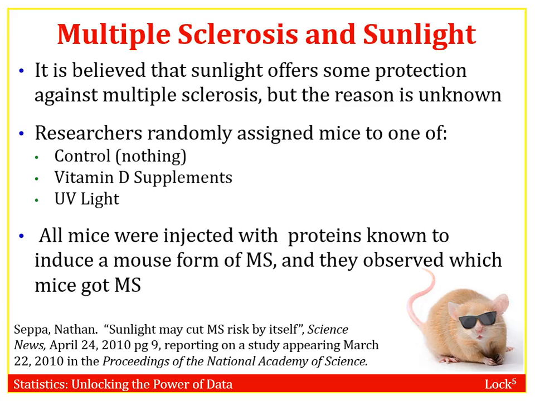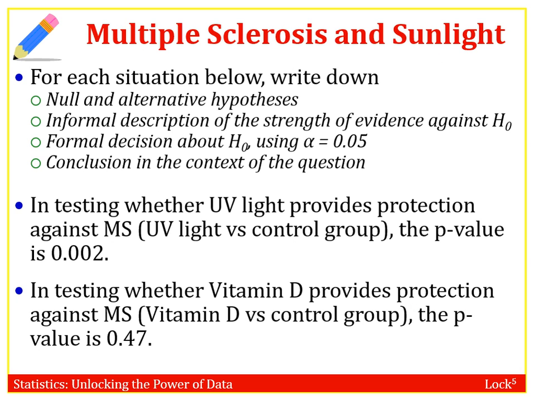So go ahead and read through this situation here. For each situation, write down your null hypothesis, alternative, the informal description, since you're given your p-value here, either for or against, and then your formal description and in context. So go ahead and try to do it for each one of these.